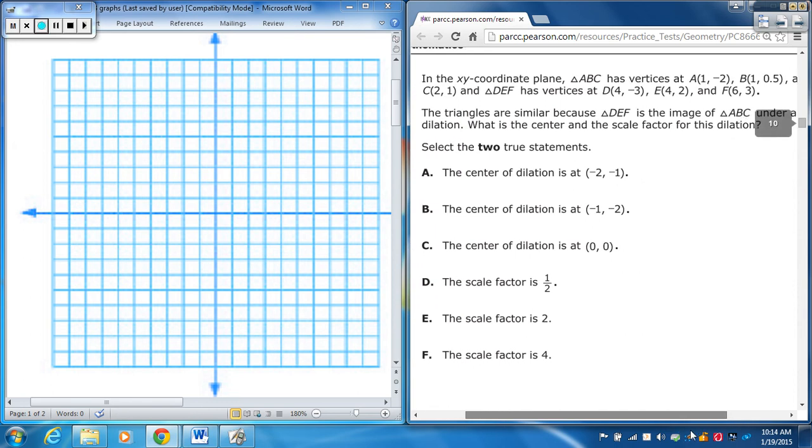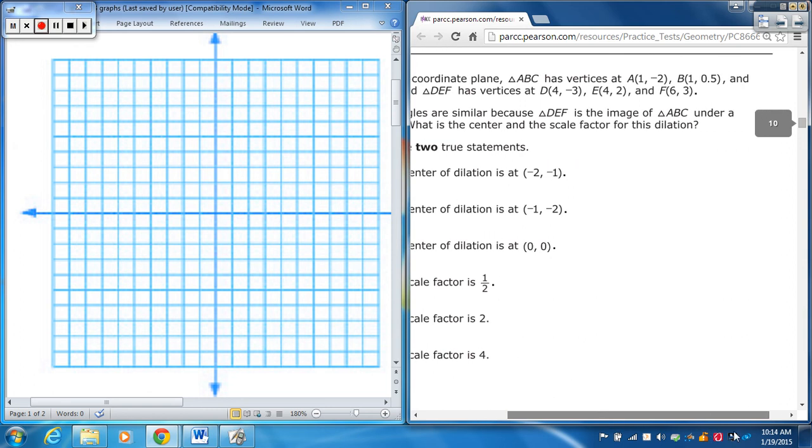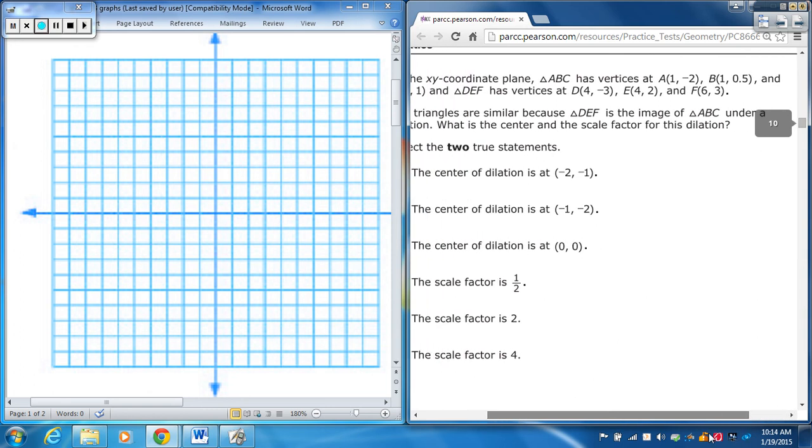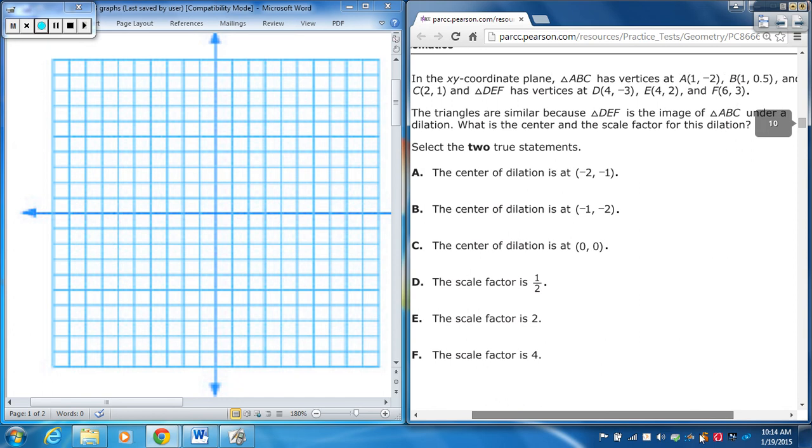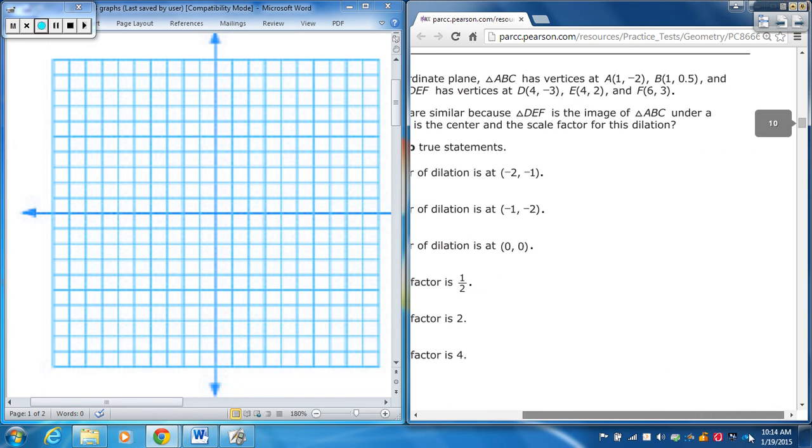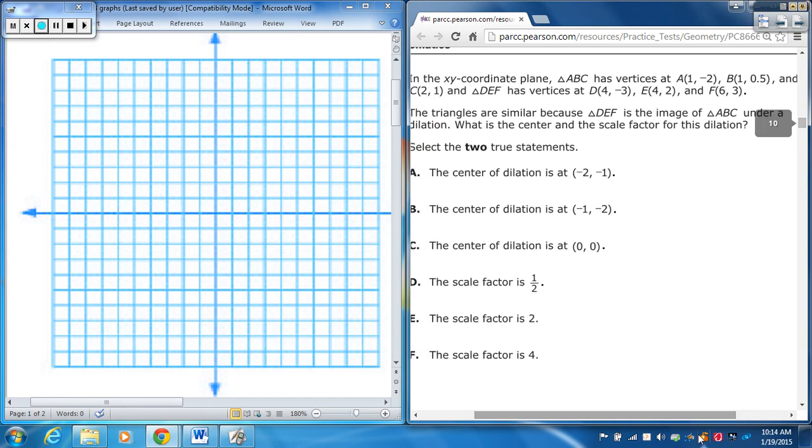The triangles are similar because DEF is the image of ABC under a dilation. What is the center and the scale factor of the dilation? All right, now, for this one, again, I would make sure I have some graph paper.